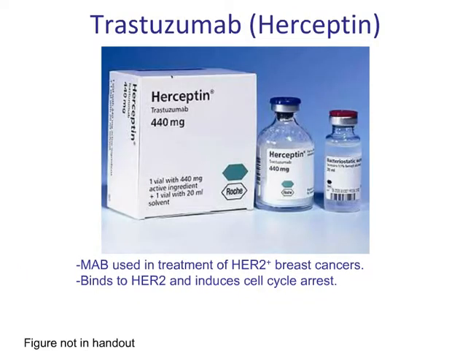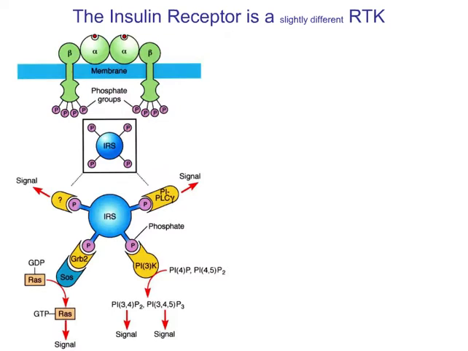Some forms of breast cancer overexpress the HER2 receptor. The HER2 receptor has no known natural ligand. However, overexpressing HER2 induces ligand-independent dimerization with other HER receptors, causing ligand-independent activation of proliferation pathways. Trastuzumab, or Herceptin, is a monoclonal antibody that targets the HER2 receptor and is approved for treating HER2-positive breast cancers.